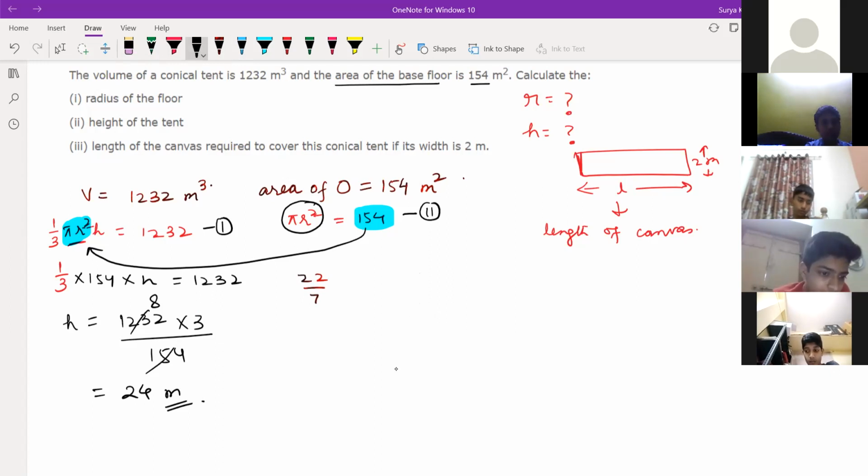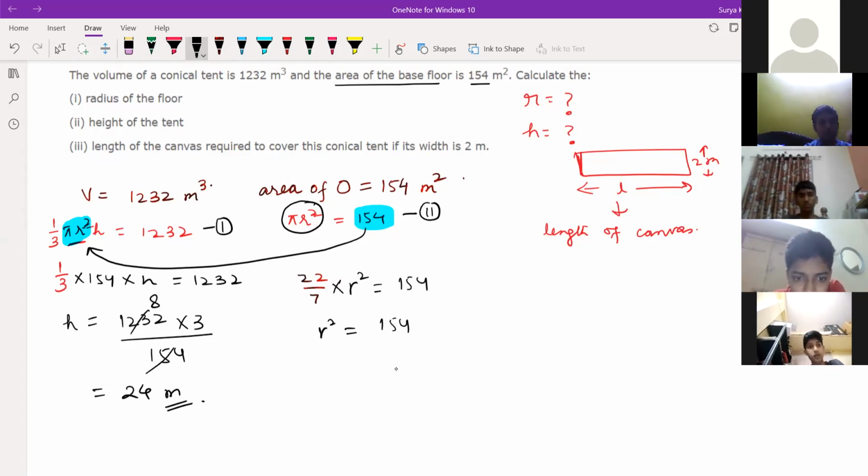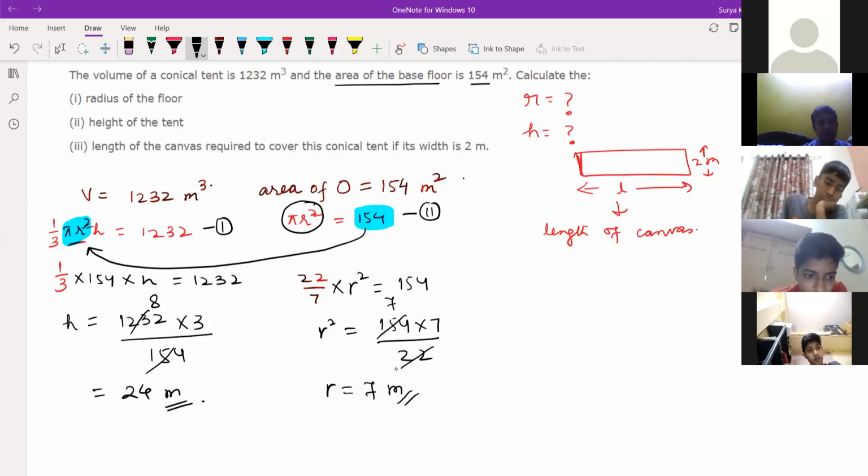Now see, we are finding the radius. So 22/7 into r² is equal to 154. So r² is equal to 154 into 7 divided by 22. So 22, what will come? This will go by which table? 7. So r is equal to 7. This is clear, Akshat? Yeah, sir. So the radius you understood, the height also you understood.